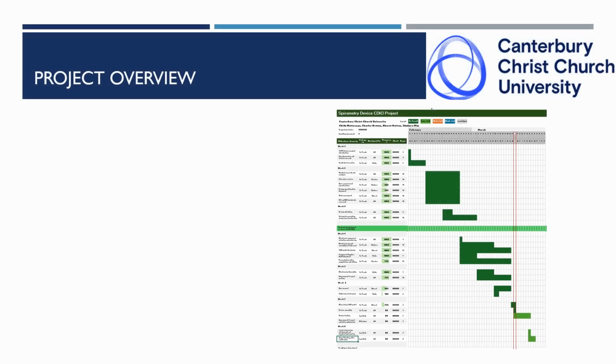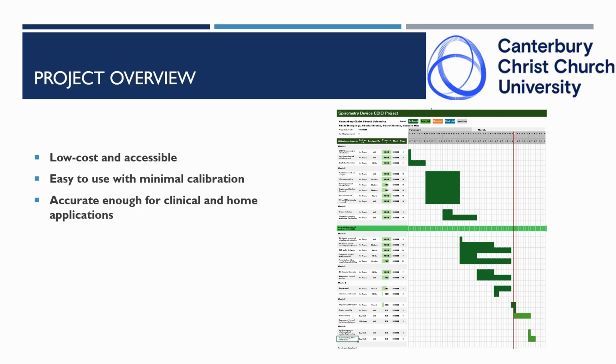Here is our project overview. This project follows a structured engineering process, integrating hardware design, software development, 3D modeling, and regulatory compliance. It will be low cost and accessible, easy to use with minimal calibration, accurate enough for clinical and home applications, and compliant with international medical standards. On the right-hand side, you can see a screenshot of our Gantt chart, which Cheetah will talk about in the next slide.